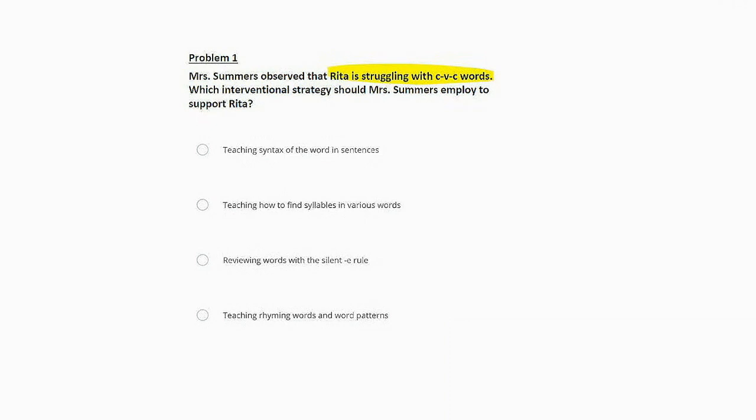Teaching syntax of the word and sentences, teaching how to find syllables in various words, reviewing words with the silent E rule, teaching rhyming words and word patterns. If Rita is struggling with consonant, vowel, consonant words, we're thinking of words like hat, cat, sat, etc. So for that first choice, teaching syntax, the arrangement of words making a sentence is not going to be a strategy that would help her work on these CVC words. So let's eliminate our first choice.